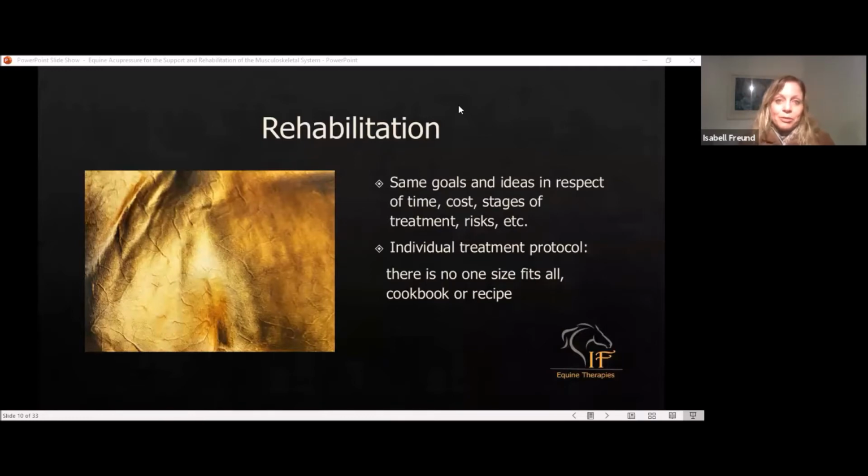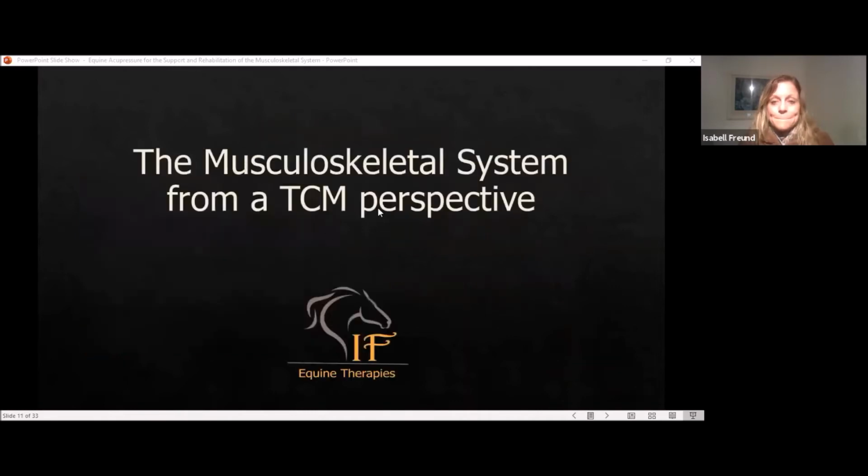That's the same with proper acupressure and acupuncture work. We do a bit of recipes here, but if you need to go a step further, you should not work from a recipe, but you need an individual assessment of the particular horse. So, the musculoskeletal system from a TCM perspective.